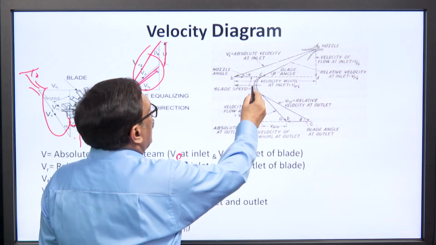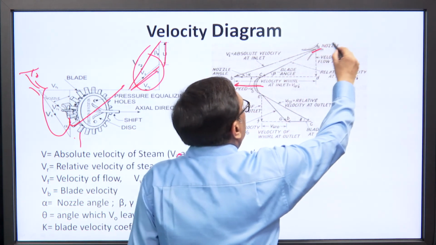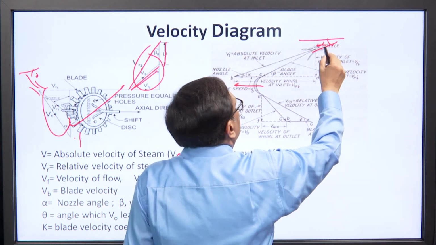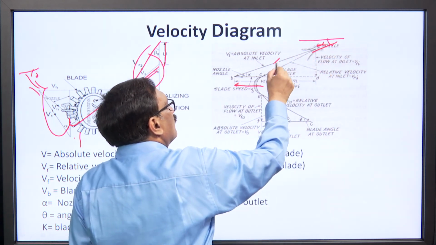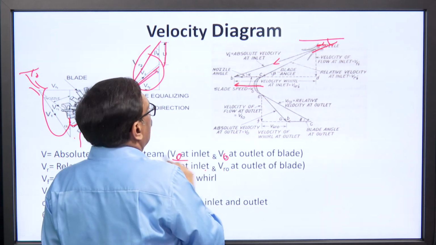So, suppose this is the blade which is moving with blade velocity Vb, this is the nozzle which is at angle alpha, and steam comes out from the nozzle with a certain absolute velocity, that is Vi, i for inlet.